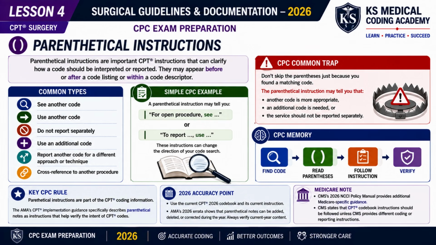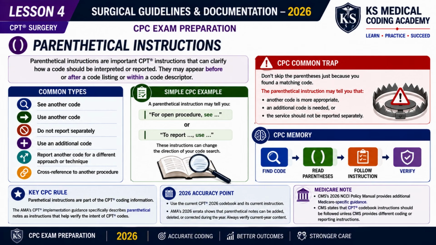Here is the common CPC trap. Don't skip the parentheses just because you found a code that looks correct. The instruction may tell you that another code is more appropriate, an additional code is needed, or the service should not be reported separately. Your CPC memory is: find code → read parentheses → follow instruction → verify.